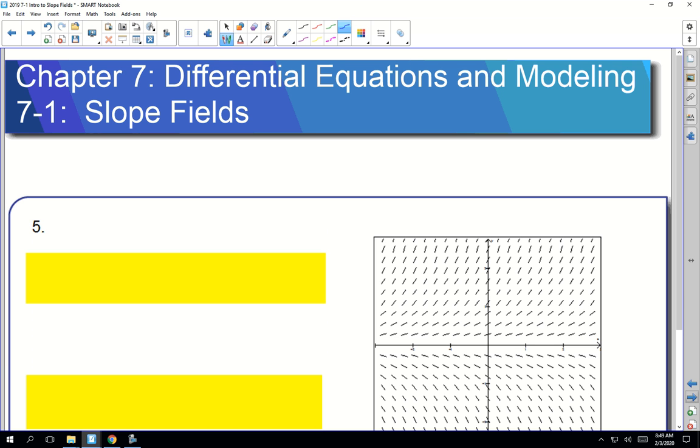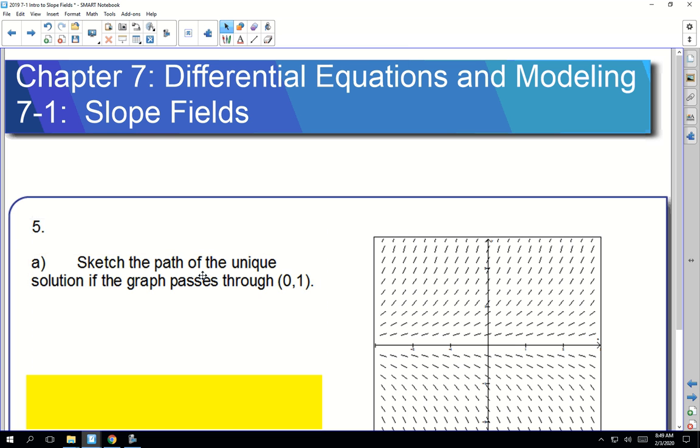This one I think you'll recognize too. It's a heavily used function in functional analysis. Sketch the path of the unique solution if the graph passes through (0, 1). So if I tell you it has to pass through (0, 1), what's the unique solution that passes through it? This is really zoomed in. It only goes up 1, 2, 3. So I think 1 is right here. So what's the unique solution that goes through there?